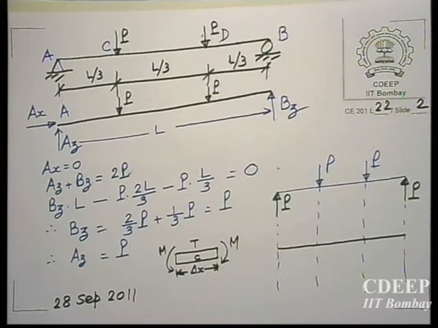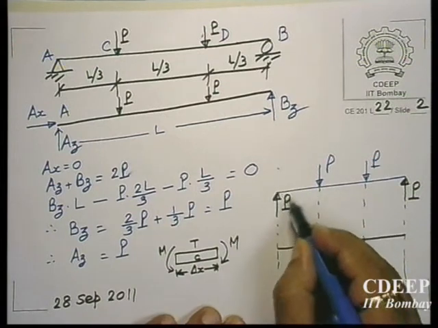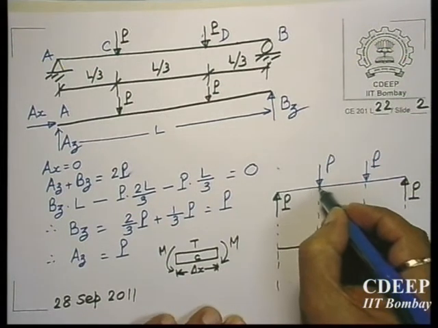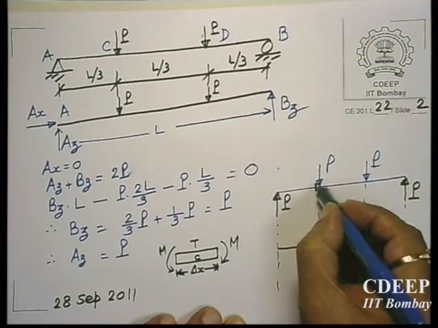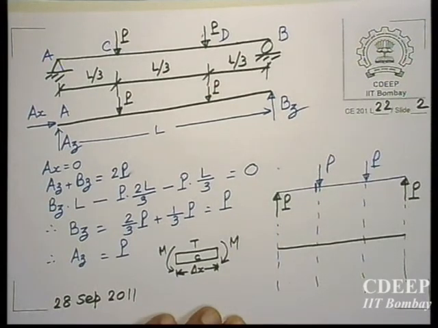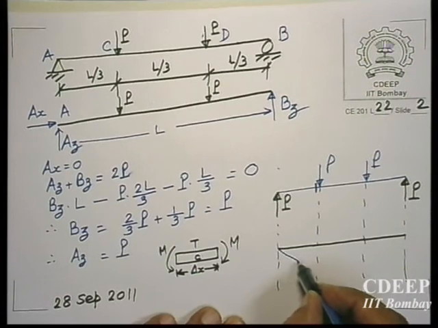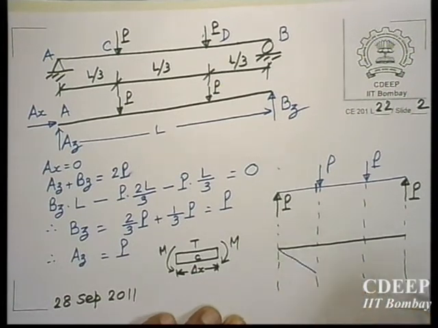But here the situation is just the reverse. Here this P, if I take a section just before this P, so P into L by 3, will produce a bending moment PL by 3, but the tension is at the bottom. So that means it is a negative bending moment. So this will be like this, negative. Let me draw on the lower side. Similarly here also, it will be symmetrical.